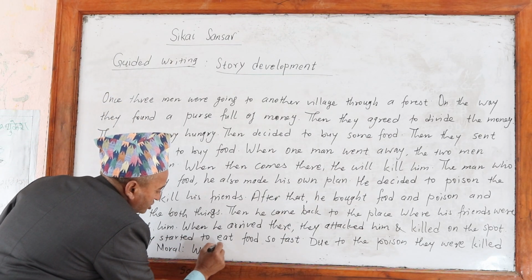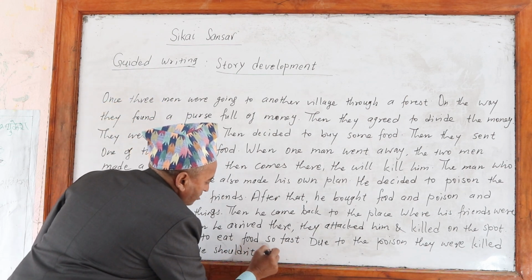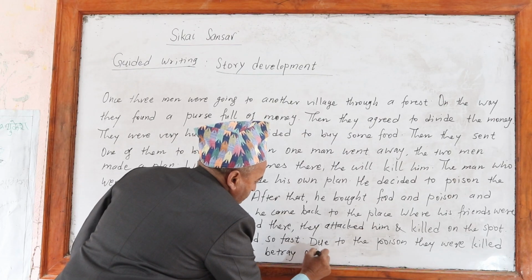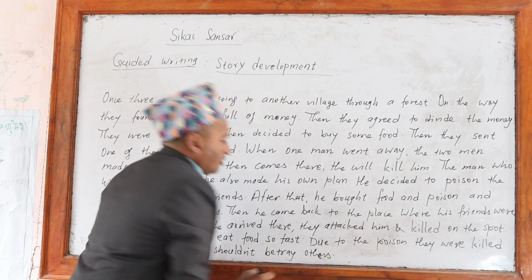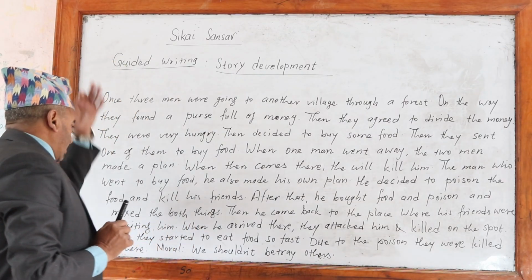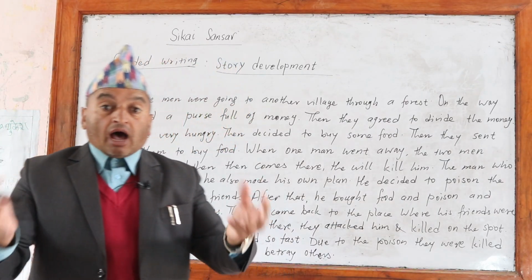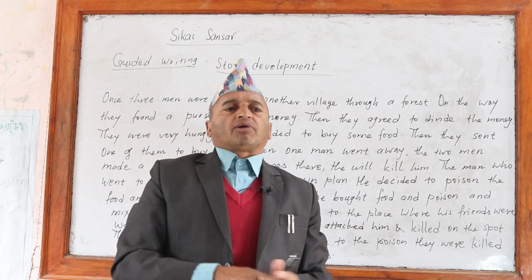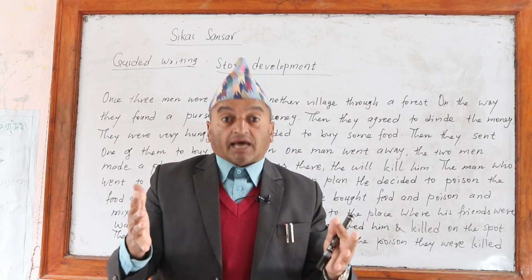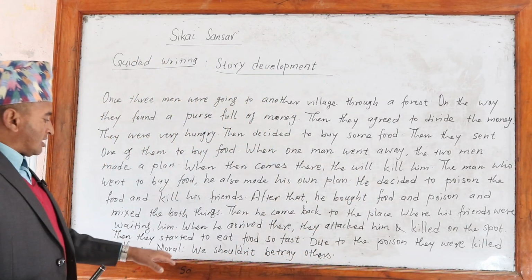We shouldn't betray others. We have to believe others, we have to help others. If we betray other people, if we don't believe other people, that harms us as well. Not only are we giving trouble to others, but that can also harm us. Okay, dear students, we have supplied the moral as well.